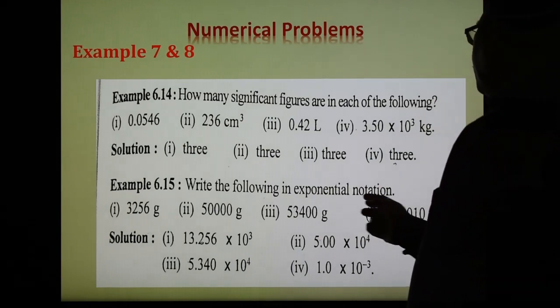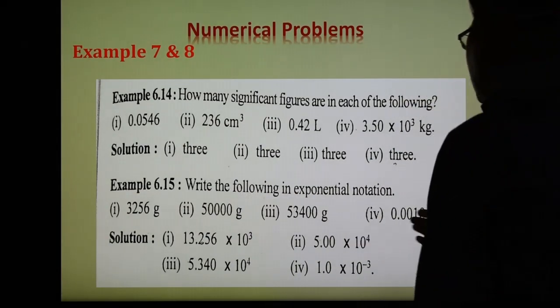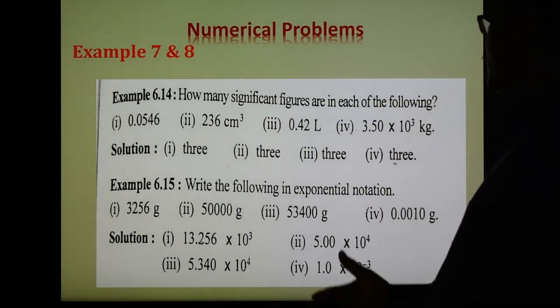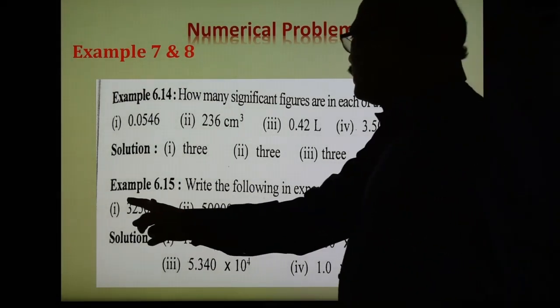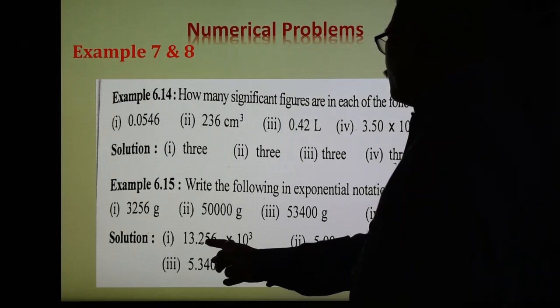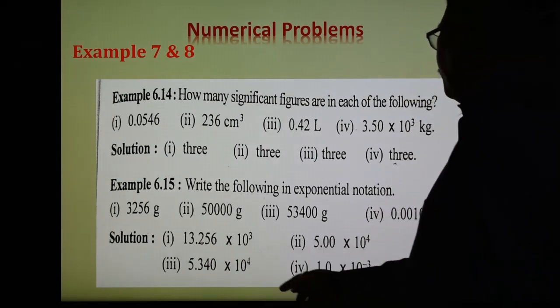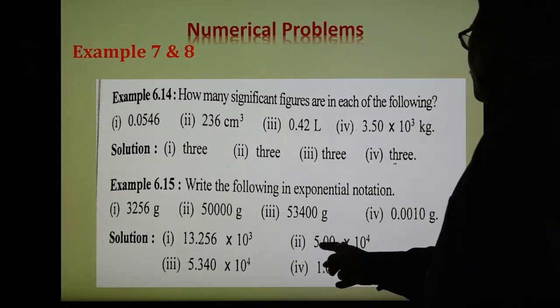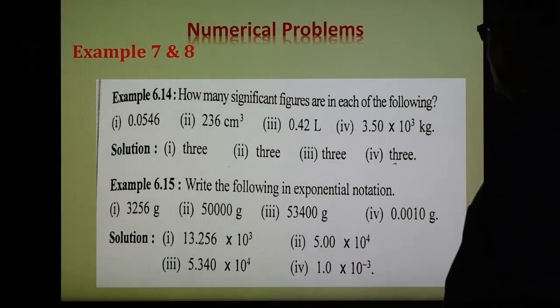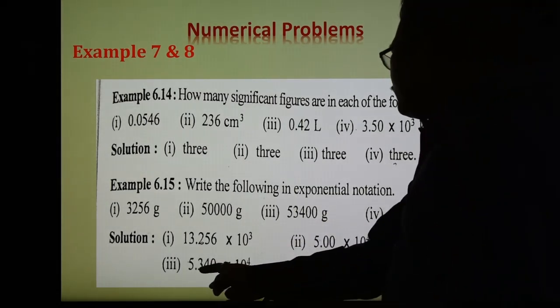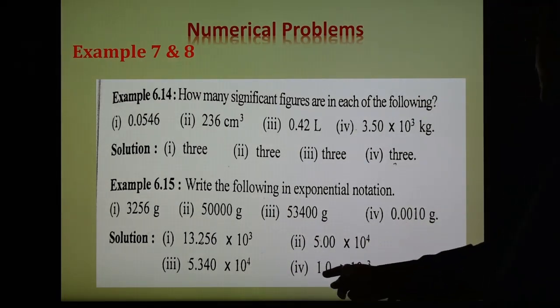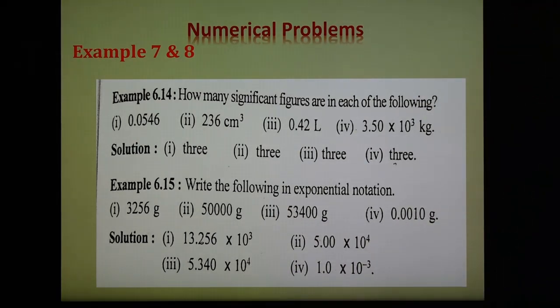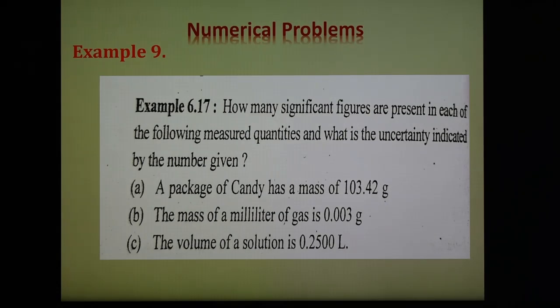Write the following in exponential notation. These examples are given, and we have to write them in scientific or exponential notation. This number can be written in this way: 13.256 into 10 to the power 3. This number can be written as 5.00 into 10 to the power 4. This can be written as 5.340 into 10 to the power 4. And this is written as 1.0 into 10 to the minus 3. So in scientific notation we can express the number.